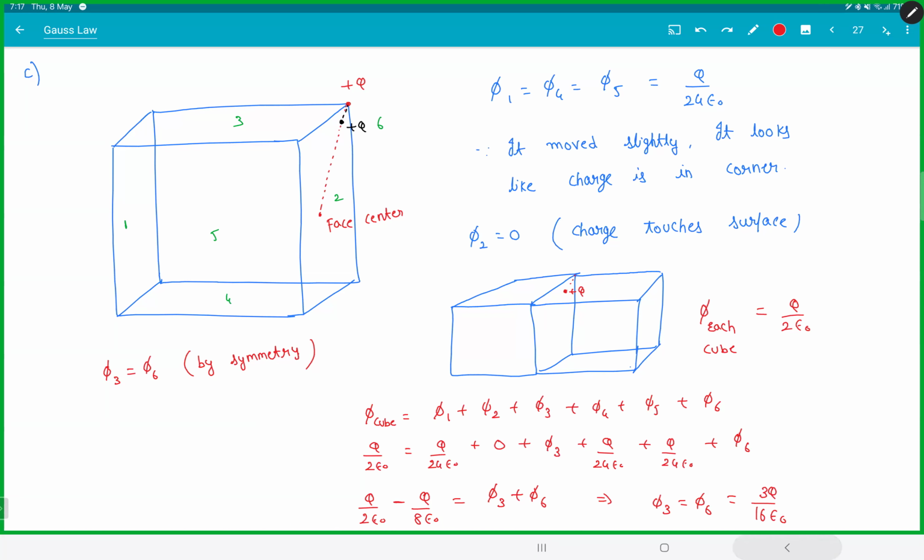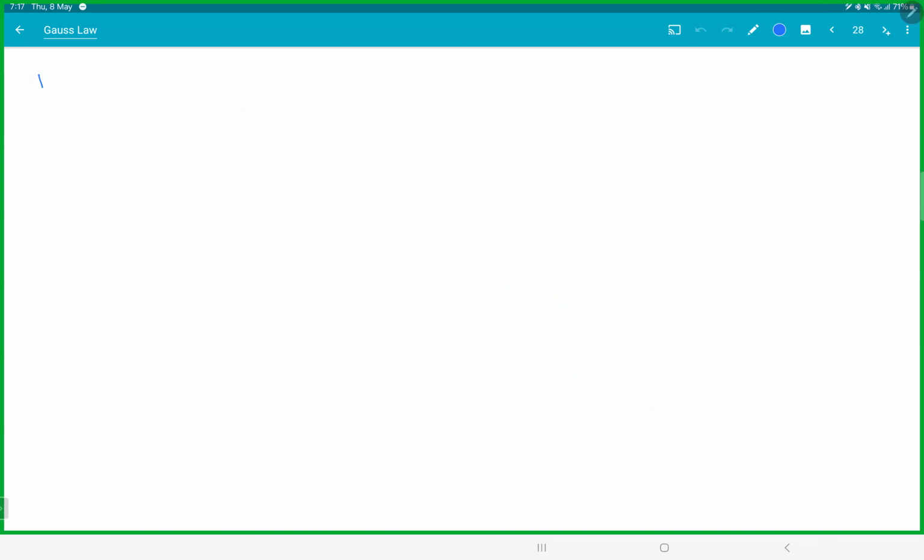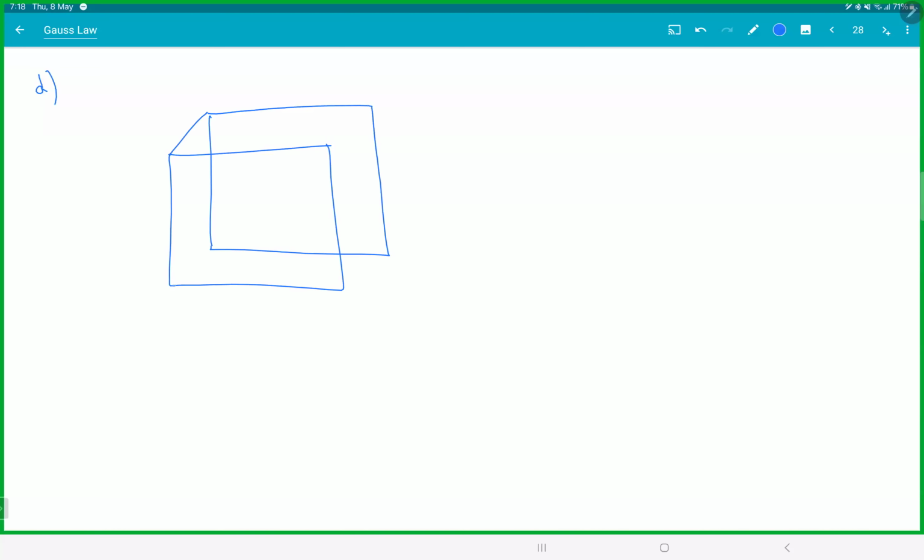Next one. Let's say we have the cube. This time you have an infinite line charge passing through one of the sides. This is lambda. This is a cube of side L. This is 1, 2, 3, 4, 5, and 6. Find the flux in each face.